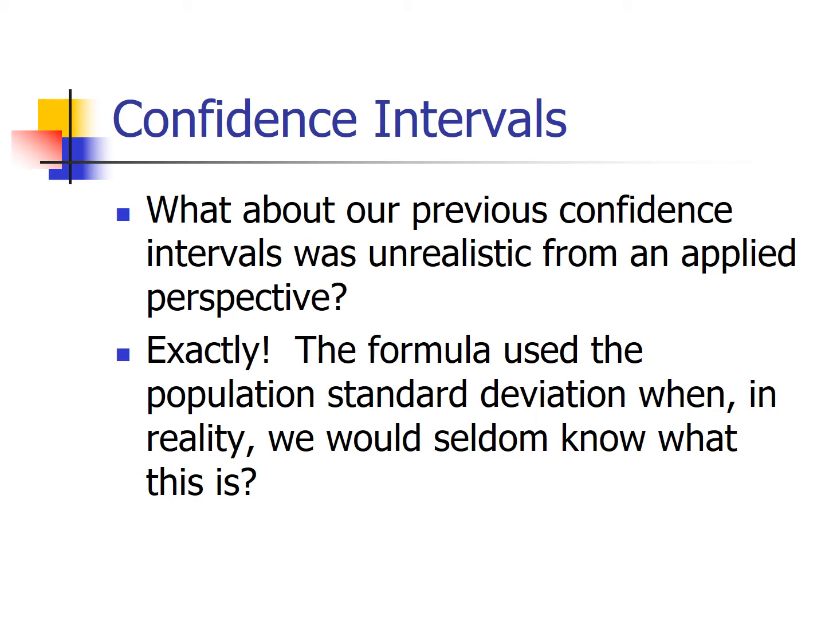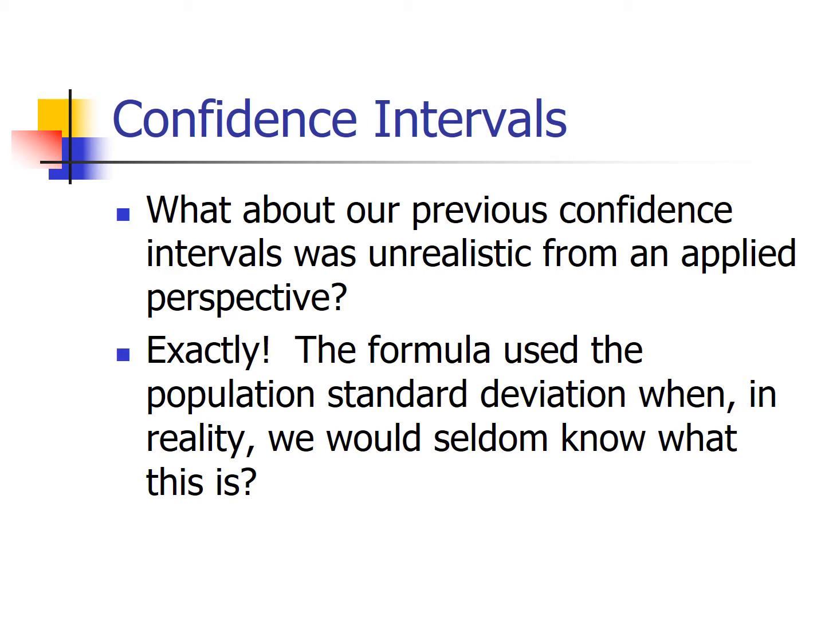And why not? If you think back to our previous confidence intervals, the formula from the previous slides, what about them was unrealistic? So our formula was what? It was x bar, our best guess for the population mean, plus or minus that margin of error. The margin of error formula was that z critical value times sigma over the square root of n. And aha, you're exactly right. The part of that formula that's unrealistic is that it uses a population standard deviation, when in reality we would seldom know what that is.